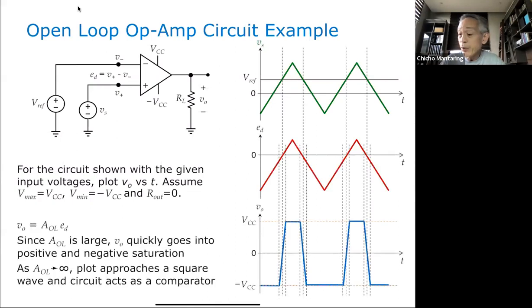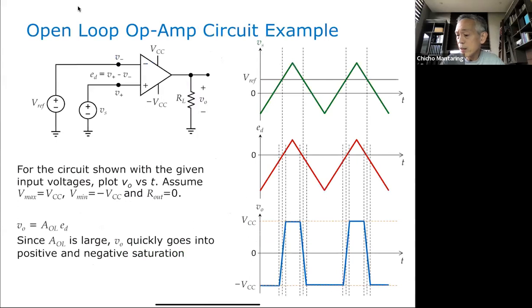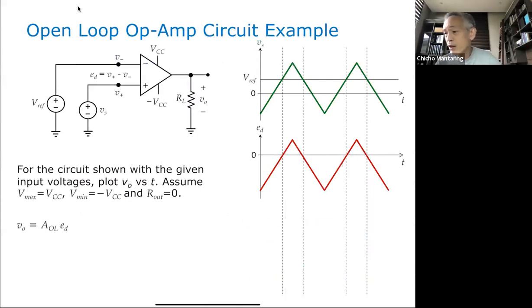What did we say was the value of V sub O? Sorry, my computer is acting up by itself. V sub O is equal to AOL E sub D. So first, I want to know what E sub D looks like. What is E sub D? E sub D is V plus minus V minus.